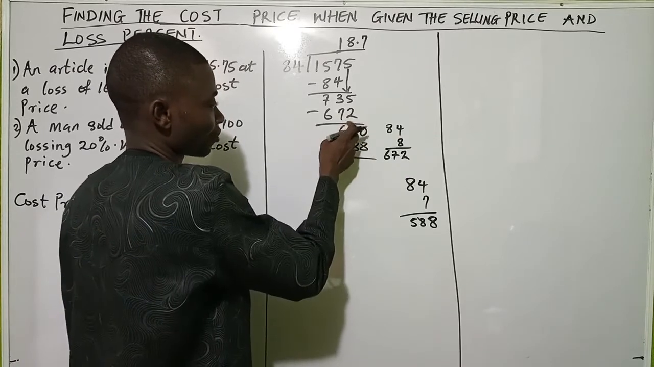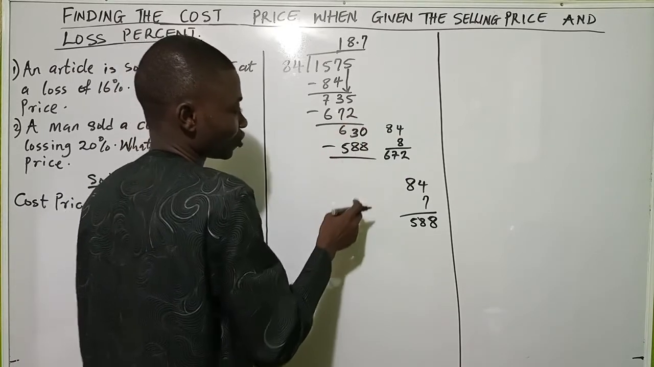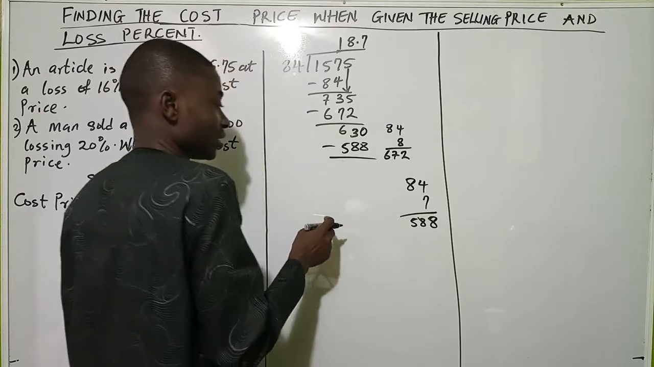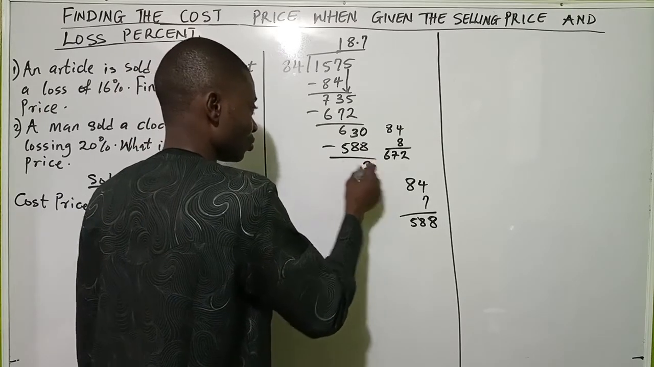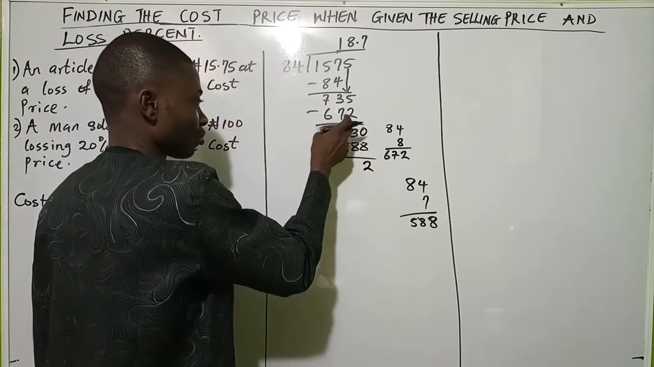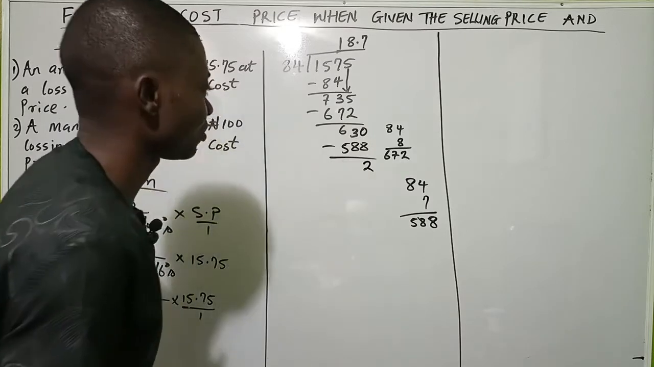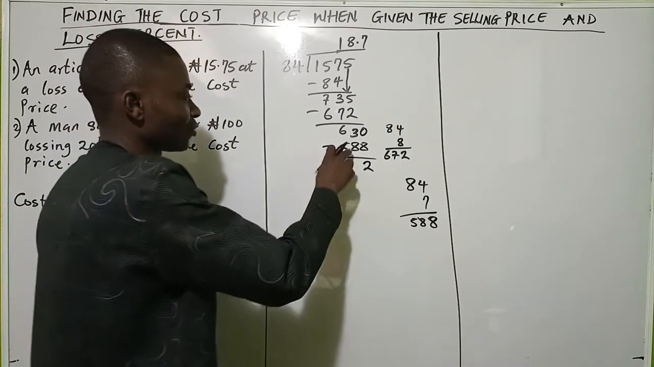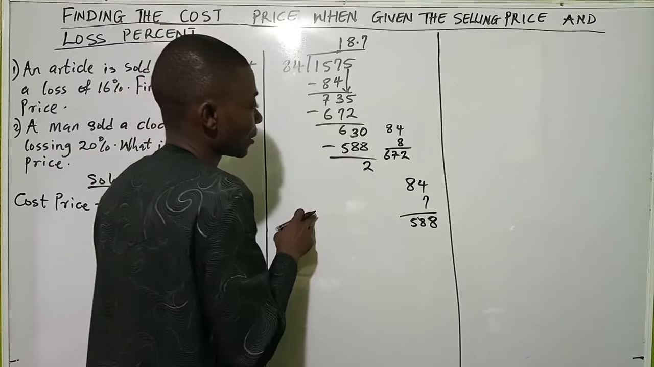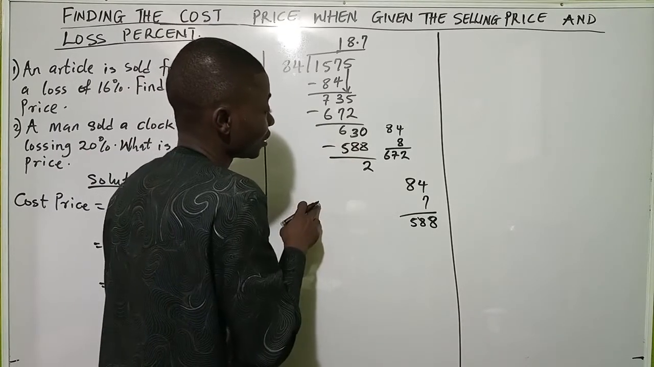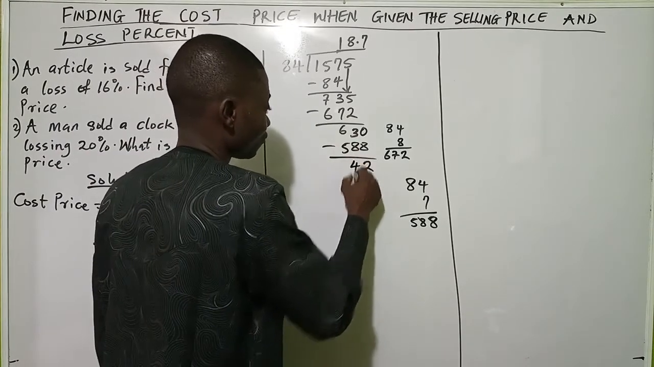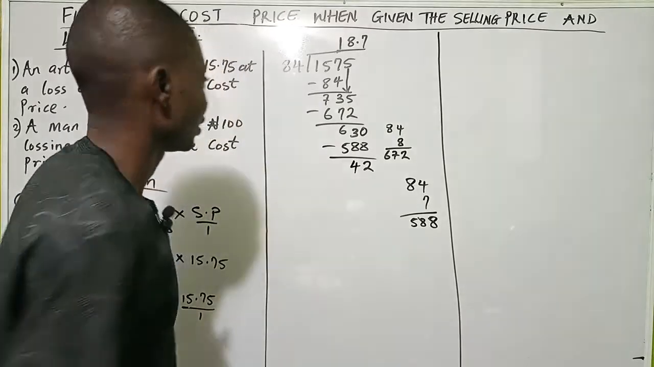You borrow 1 from here, put the constant. 10 minus 8 is what? Is 2. The remaining 2 there, you borrow 1 from 6 and put there, it becomes what? 12. 12 minus 8. That gives us what? 4. Okay, that is 4.